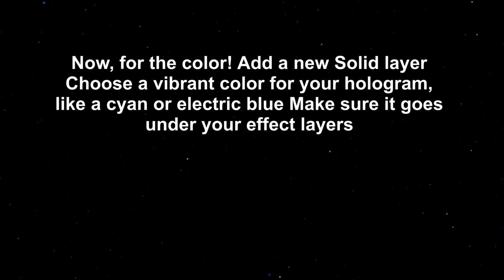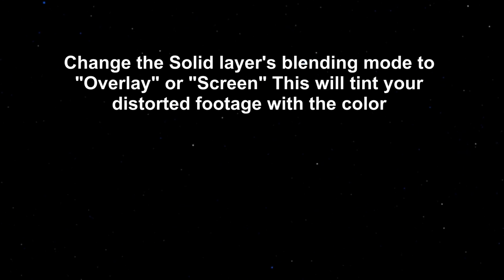Now, for the color, add a new solid layer. Choose a vibrant color for your hologram, like a cyan or electric blue. Make sure it goes under your effect layers. Change the solid layer's blending mode to overlay or screen. This will tint your distorted footage with the color.